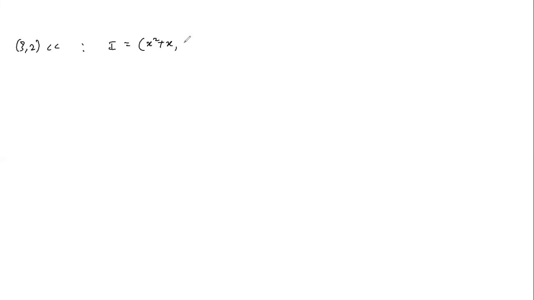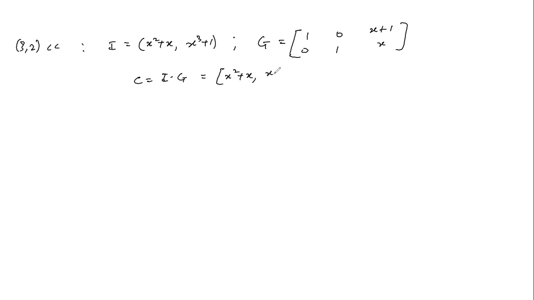squared plus x, comma, x cubed plus 1, such that the generator matrix is given as 1, 0, 0, 1, x plus 1, and x. Then the polynomial code word is the same as the information polynomial times the generator polynomial, which is the same as x squared plus x, comma, x cubed plus 1 times 1, 0, 0, 1, x plus 1, x.